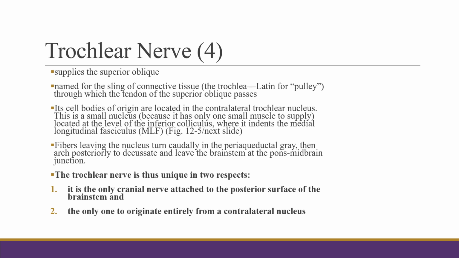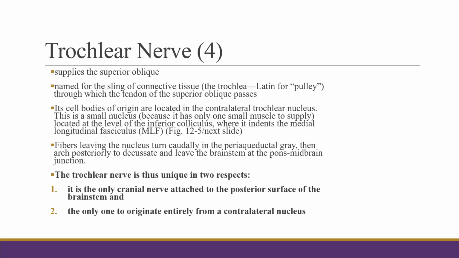It's a small nucleus, only one muscle to supply, and it's really more of a newer nerve and muscle area. Primitive animals don't have this, so it's thought to be newer on the evolutionary scale. It's located at the level of the inferior colliculus, where it indents the medial longitudinal fasciculus, or MLF, and we saw pictures of that already.